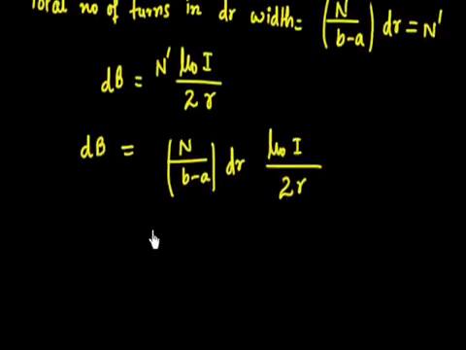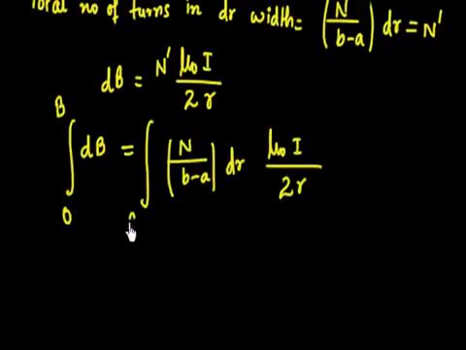Now I have to integrate simply. So if I integrate this one, this side I have to integrate, and this side also I have to integrate. I have to integrate the total magnetic field from 0 to B, and the radius goes from a to b.